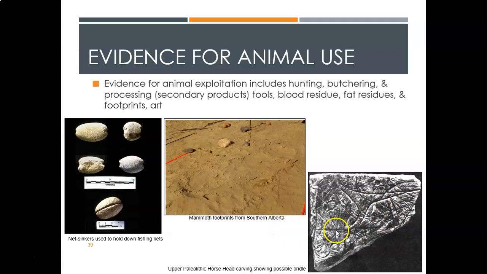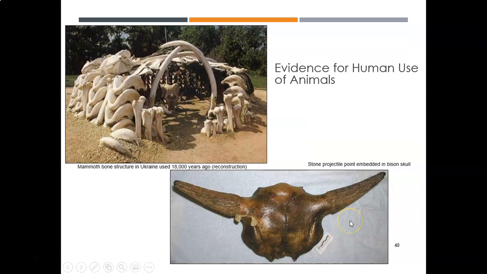This is a carving of a horse head showing a possible bridle. So you can see the horse's eye here. Here are its ears, then here's its whole muzzle. So there's its nose, its mouth, and you can see that there are these lines here around its neck, up around its ears, and around its mouth that suggest that it had a bridle in place. This is a reconstruction of a mammoth bone structure. So sometimes we use the bones from the animals to construct basically the framework for shelters. This is an example of a bison skull that has a projectile point embedded in it. So that's a good sign that this was hunted by a human.